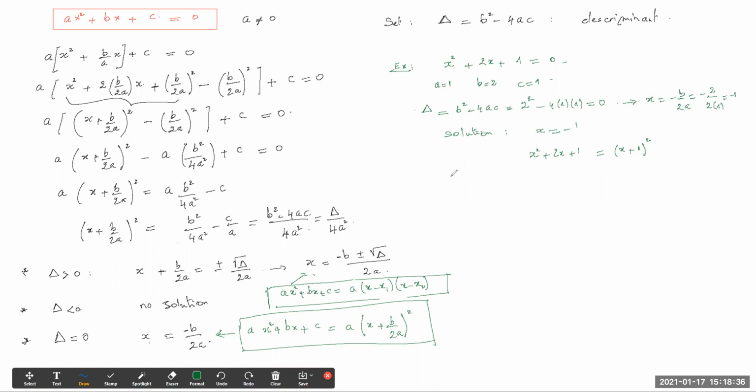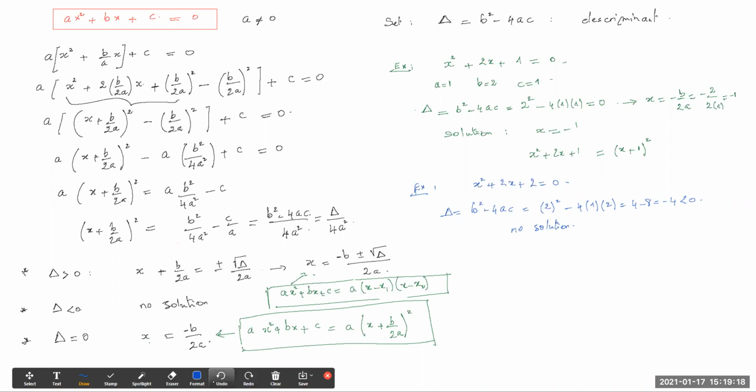Let's do another example, the second one. If we have x square plus 2x plus 2 equals 0, delta is b square minus 4ac, my b is 2, so 4 minus 4 times 1 times 2, so it's 4 minus 8, which is minus 4, negative. So no solution. And even your expression cannot be factored. You cannot find the factorization.